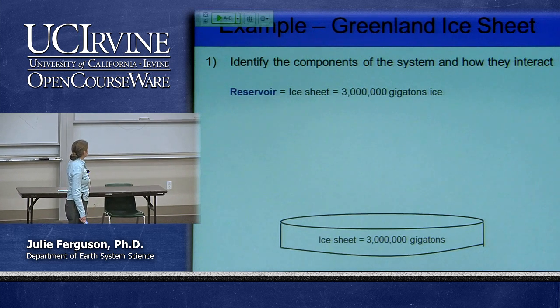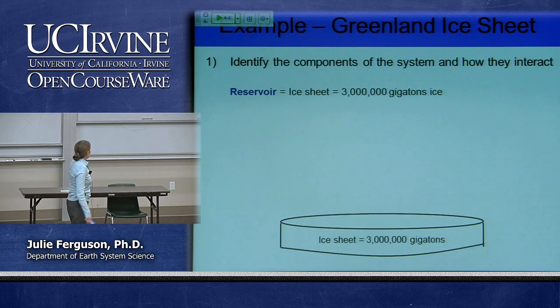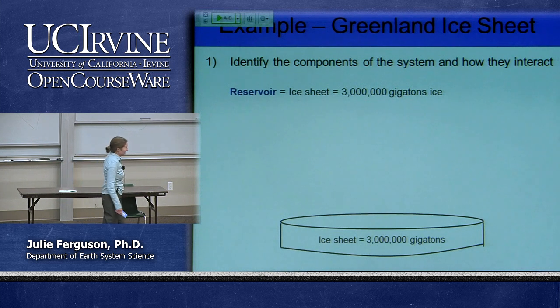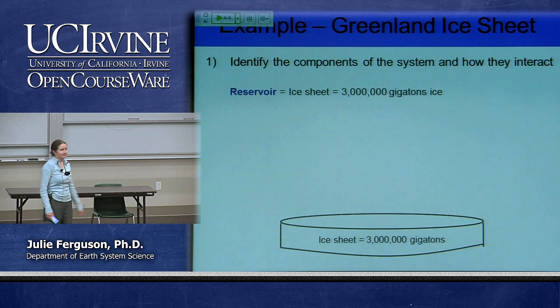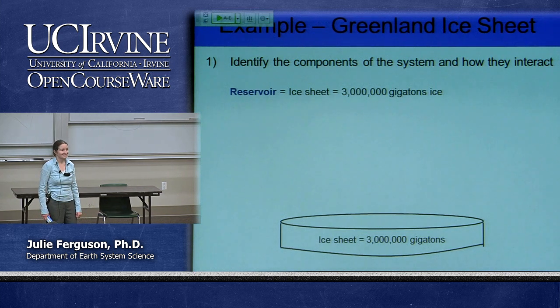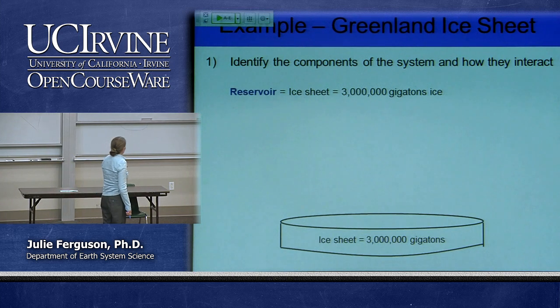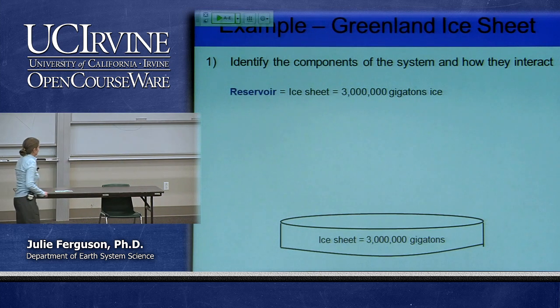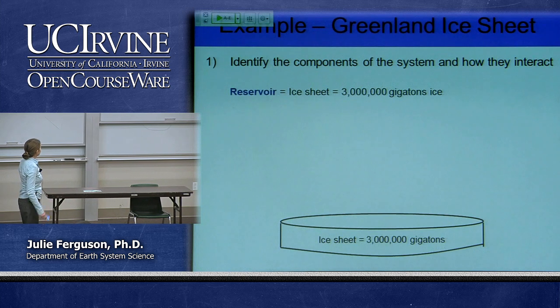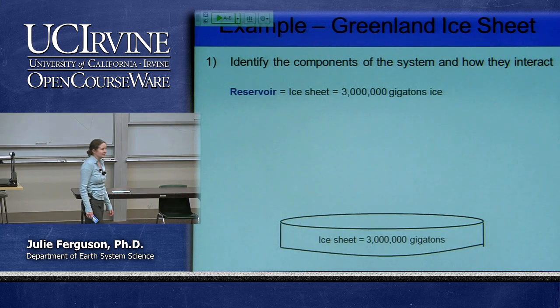The ice sheet on Greenland is very roughly about 3 million gigatons, and a gigaton is a billion tons. So it's 3 million billion tons. It's a lot of ice. Okay, it's a lot of weight on Greenland. But all of our units are going to be in gigatons, so we just need to look at the 3 million right now. So now let's think about my fluxes.